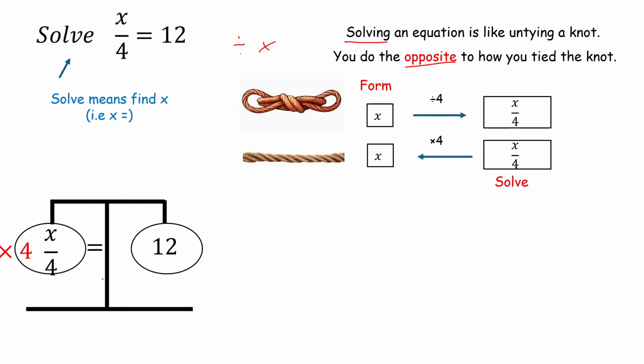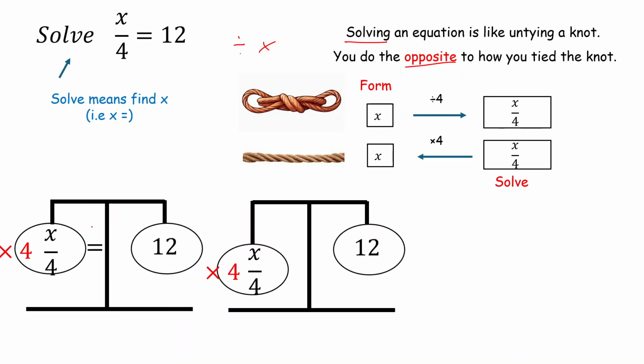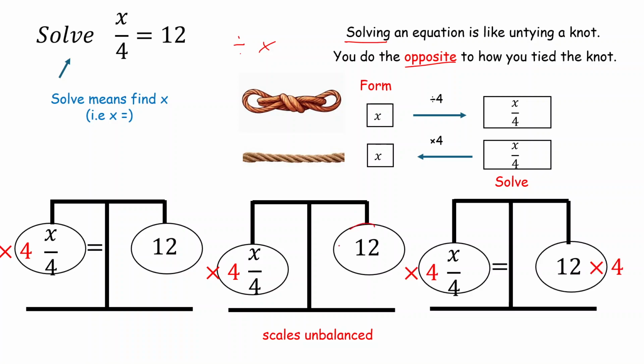But we now know, because I've done this to one side of the equation, the scales become unbalanced. With the balance method, you must do the same thing to both sides, otherwise everything becomes unbalanced. So with the 12 also, I must also multiply this by 4. I can do whatever I want to an equation, but I've got to do the same things to both sides to keep everything in balance. That is crucial. And the reason I times by 4 here was because, to solve it, to get back to x on its own, the opposite of dividing by 4 is to times by 4.